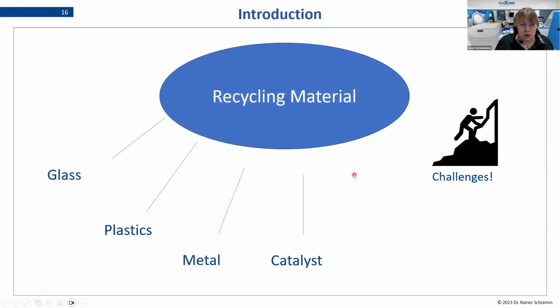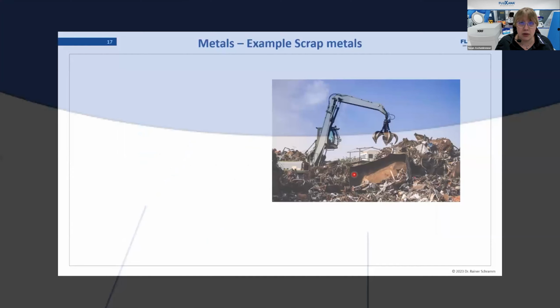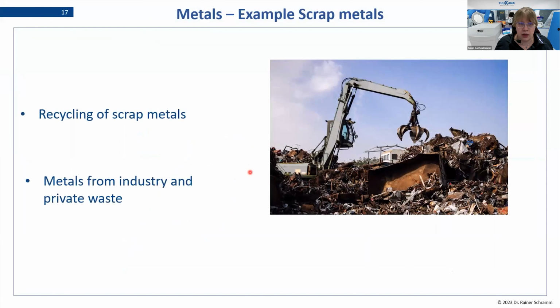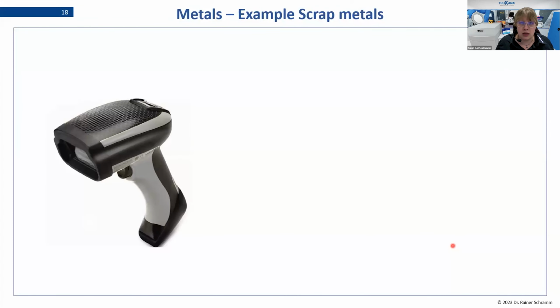Okay, so that was plastics. Let's have a look onto metal samples. Here we are talking about scrap metals and recycling of scrap metals. These scrap metals are mostly from industry and private waste, and they are collected in these kinds of dumps. And also these scrap metals have to be recycled. In this case, these kinds of handheld XRF devices are commonly used.